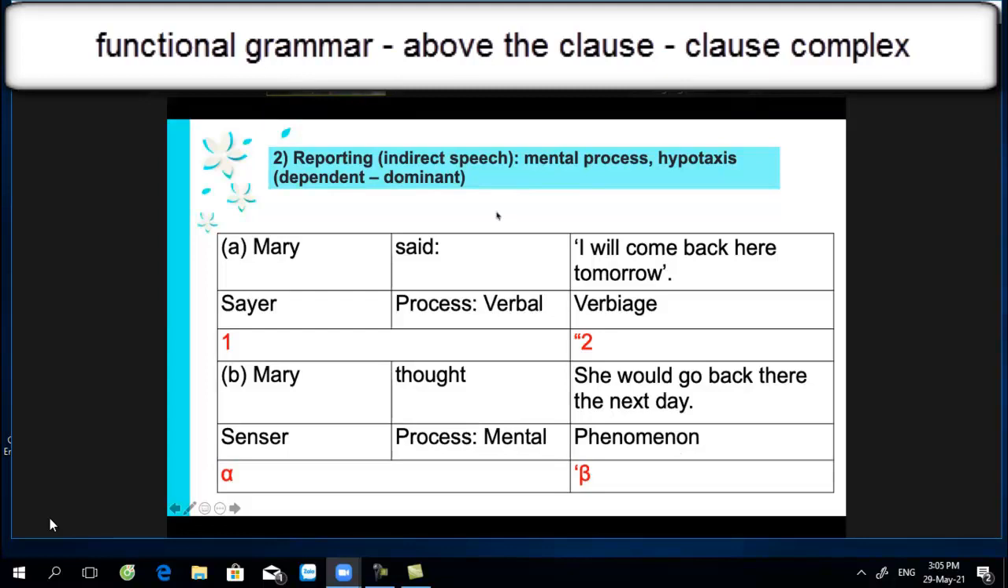Here are more examples for you guys to understand. So for example, A. Mary said, "I will come back here tomorrow." Said here is a verbal process, right? And this is a direct one, direct speech. So I use 1, 2, and double quotation mark here. But for the second example, Mary thought she would go back there the next day. Well, thought here is a mental process. You think in your mind. So I use only one quotation mark. And this one is indirect, indirect speech. So I use alpha and beta, right?